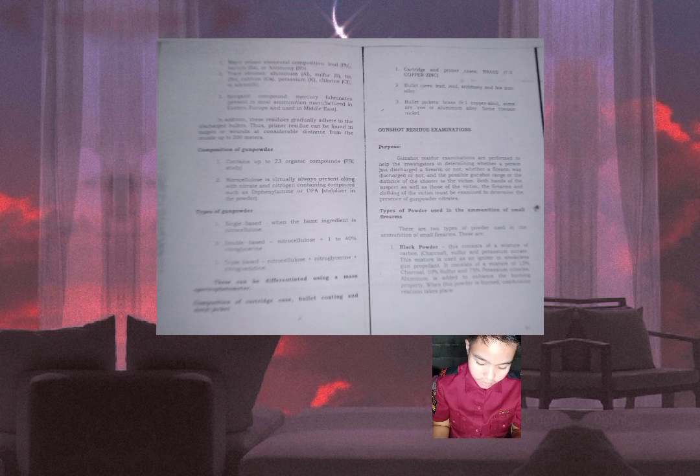So, composition of gunpowder. 1 contains up to 23 organic compounds, FBI study. And number 2, nitrocellulose. Nitrocellulose is virtually always present along with nitrate and nitrogen containing compounds such as diphenylamine or DPA, a stabilizer in the powder.